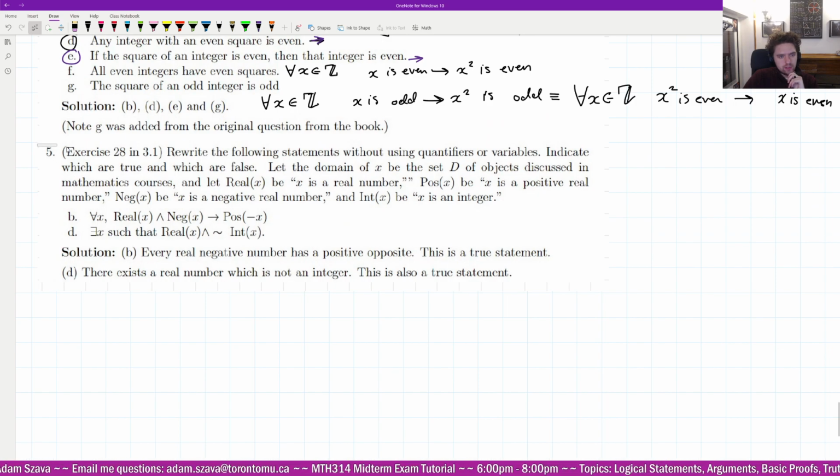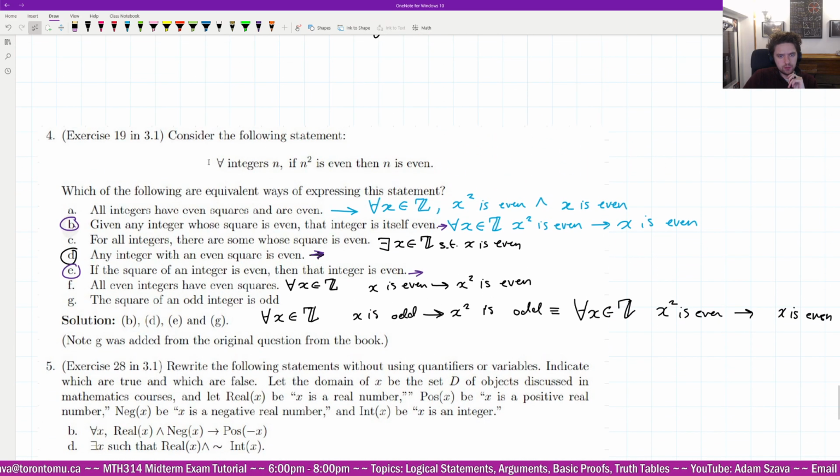Okay. Question 5. Didn't read this yet. I don't know what it is. Rewrite the following statements without using quantifiers or variables. Indicate which are true and which are false. Oh yeah, I wanted to prove this. Do you guys want to see me prove this?